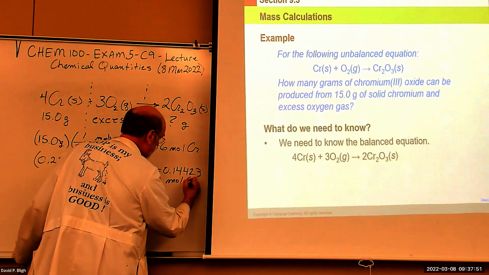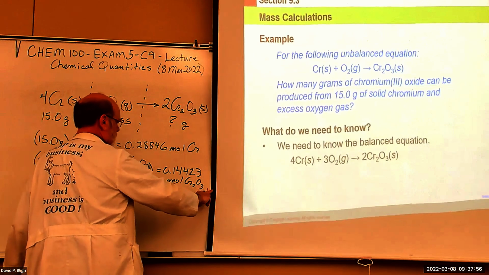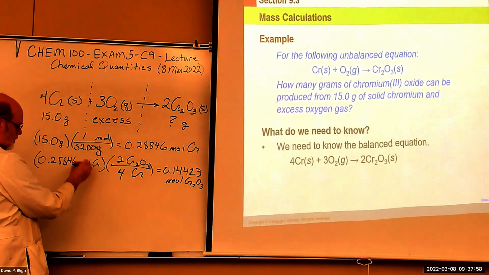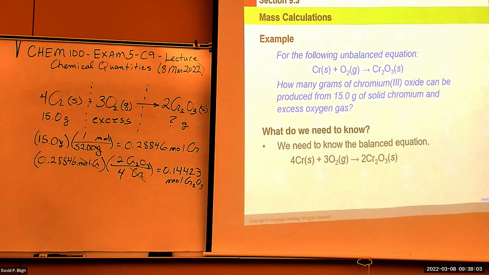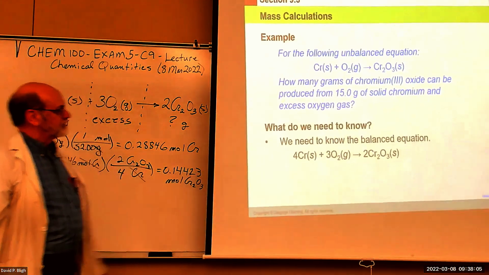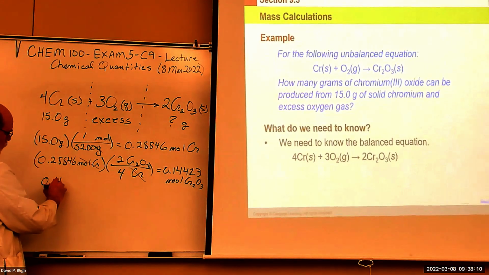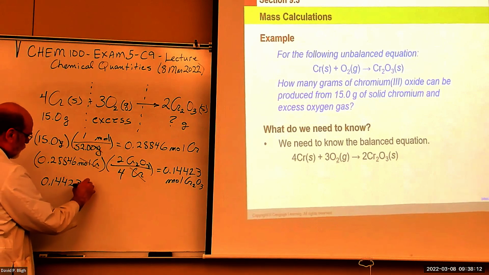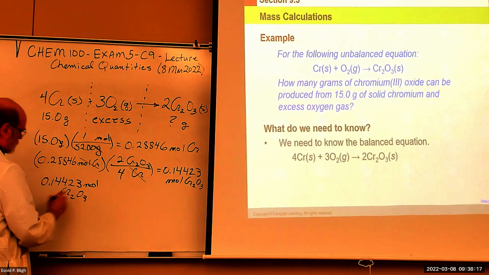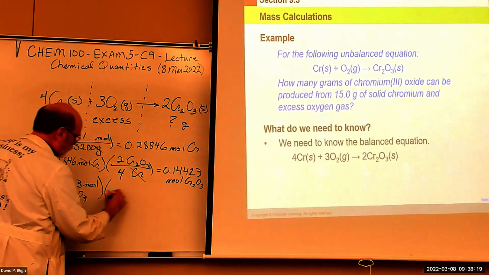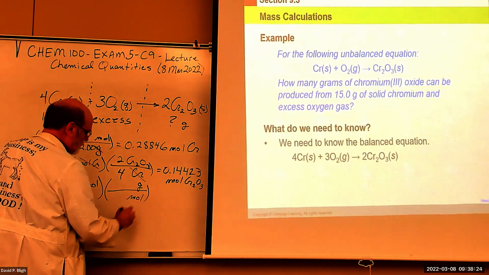This is moles of chromium(III) oxide. Okay, because we canceled that and left us with this one. We're not there yet. How many grams does that represent? 0.14423 moles of chromium(III) oxide. We need to convert that back to grams. Grams on top, moles on the bottom.